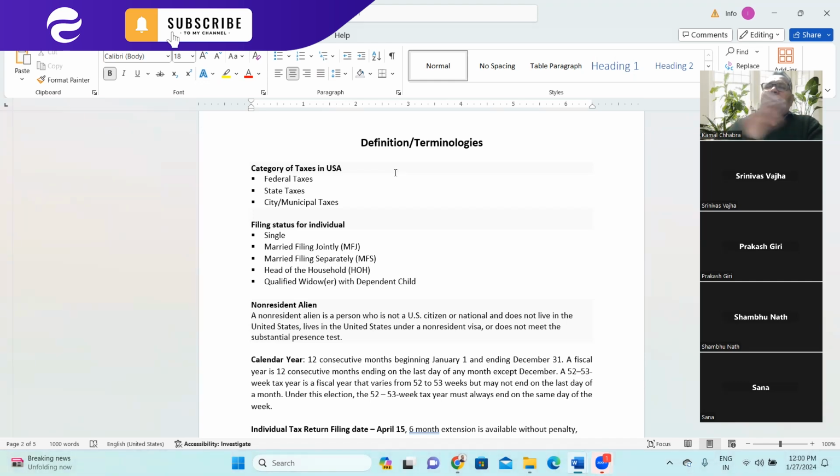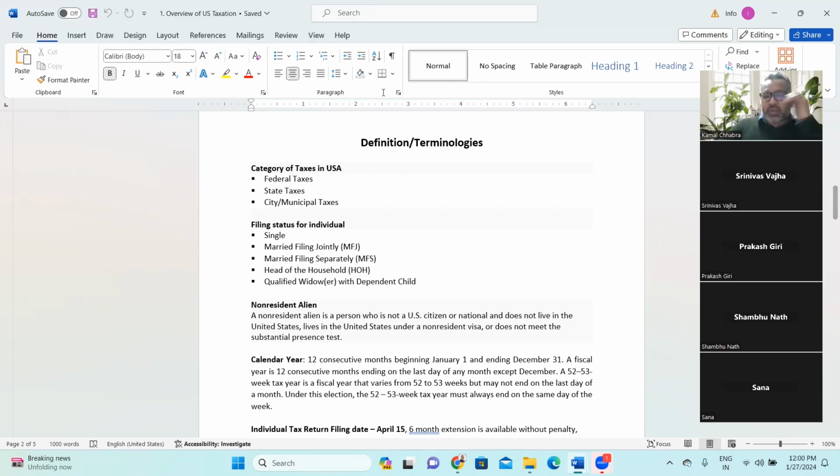US taxation and the other law which we'll be studying, right? So married filing separately would be one of the most tax disadvantageous positions, so that you'll be understanding over the period of time.